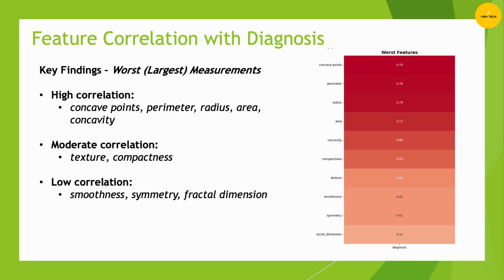Now this is where things get a little bit interesting. Worst case values like radius, perimeter, and concavity have the strongest overall correlation with malignancy. In other words, this suggests that if a tumor has an extreme measurement, it's more likely to be malignant.